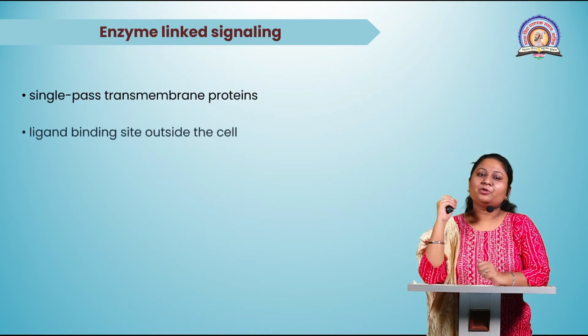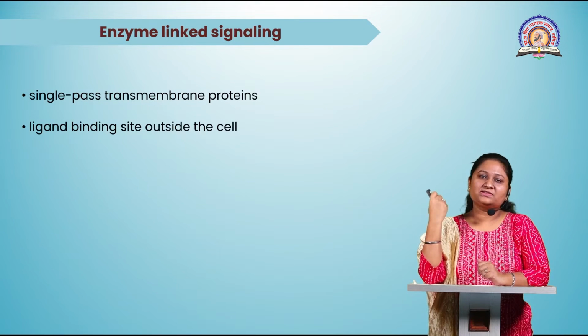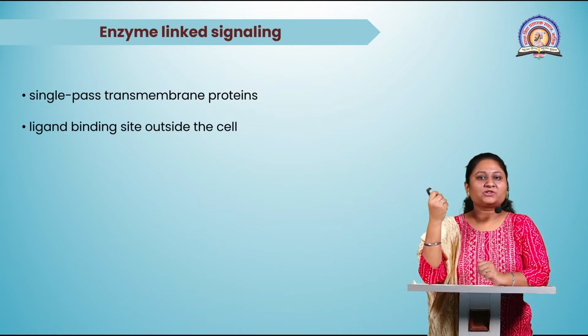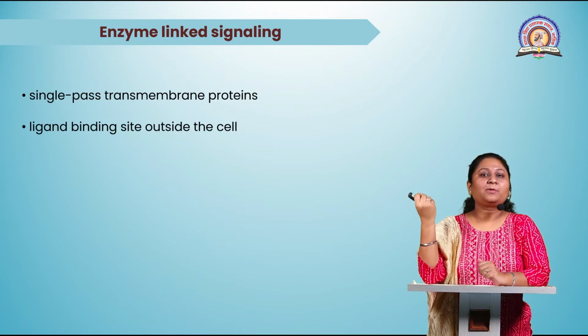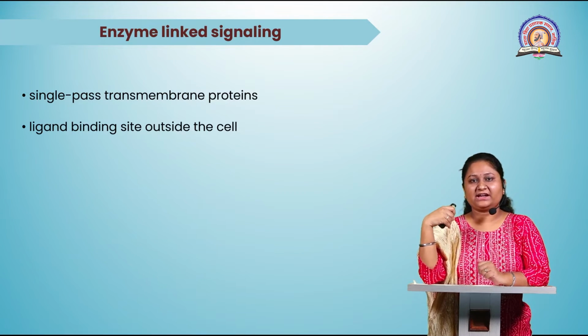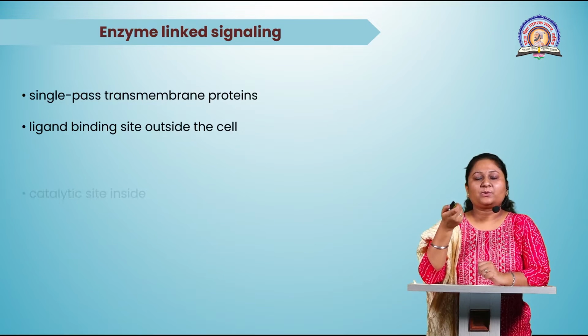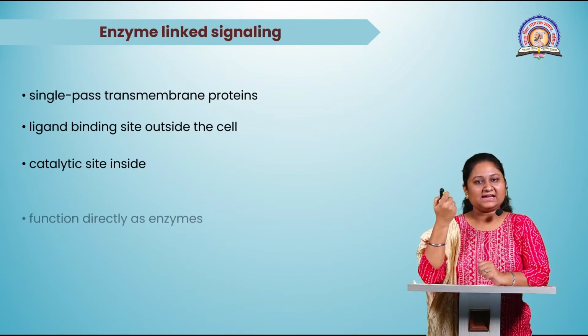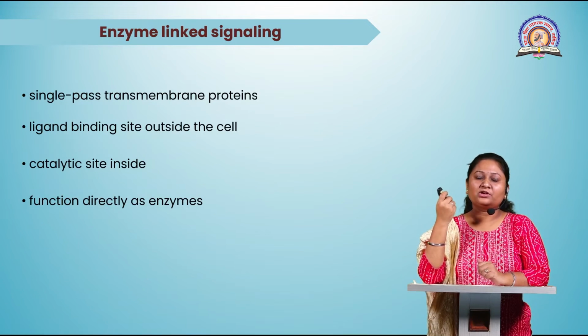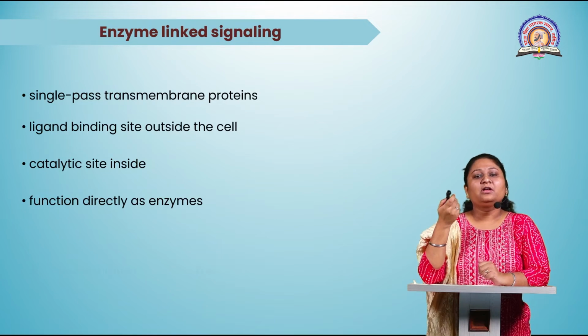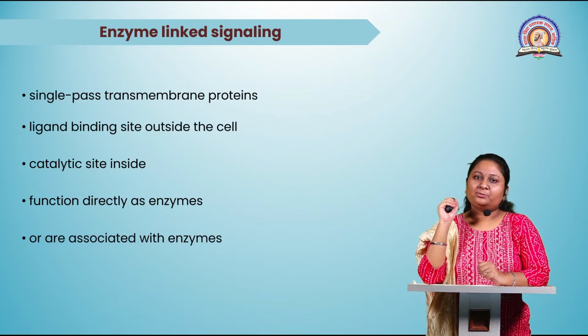So in this type of signaling, the ligand binding site is always outside the cell, where the signaling molecule can come and bind, whereas the catalytic site or effector site, which brings about the catalytic reaction, is present inside the cell. Here, as you can see, the catalytic site is an enzyme, and it can directly work as an enzyme, or it can indirectly be activated by binding to an enzyme.